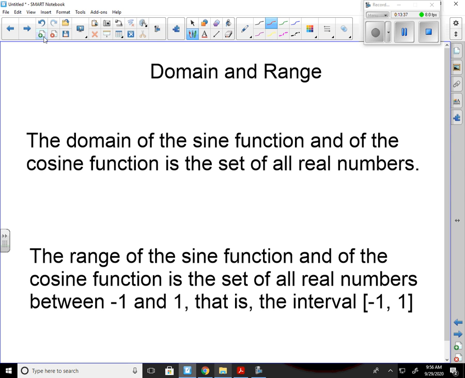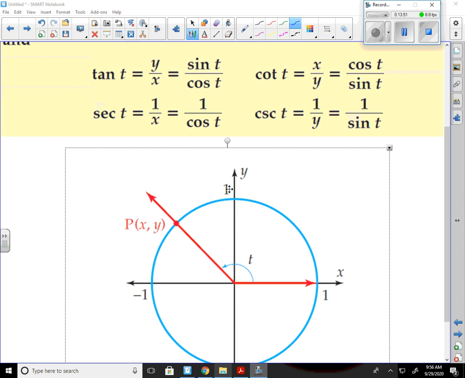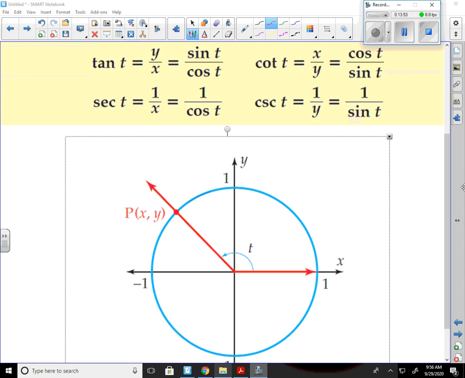So if I'm looking at the domain, my domain being theta or t, if I look at this circle, there's no point where my t doesn't exist.